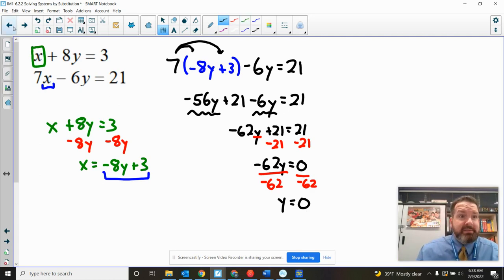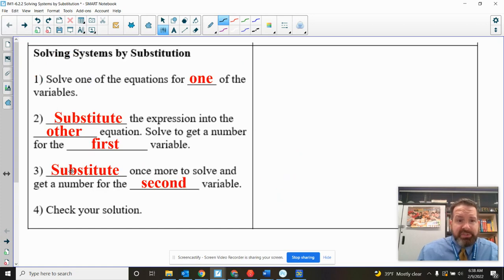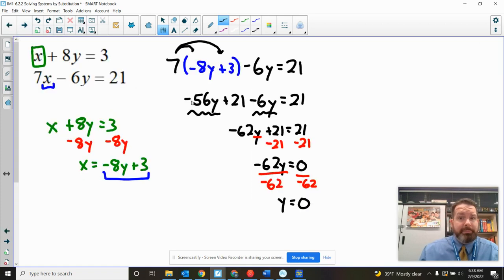Our final task: substitute that number that we just found once more to solve and figure out what x needs to be, the second variable. Here's how that works. We now know what number y is.